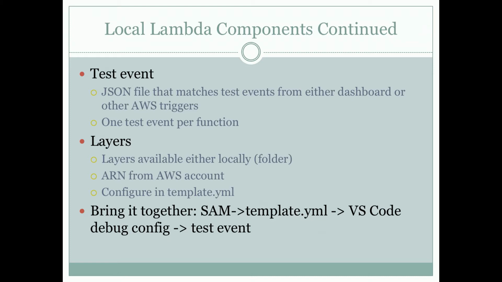So bringing it all together, SAM runs a template.yaml, and then VS Code runs a debug config, which listens to the YAML file, and then it'll inject your test event, and you magically run Lambda locally. So you do use SAM. SAM is the CLI tool that you trigger with it.